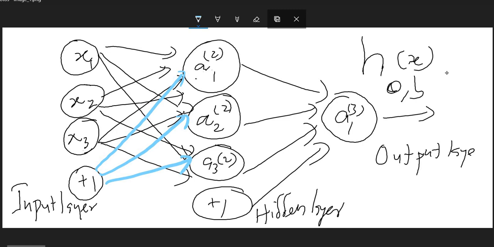You may ask why I am not drawing an arrow between +1 and +1, that is, between the biases. It's not actually needed.